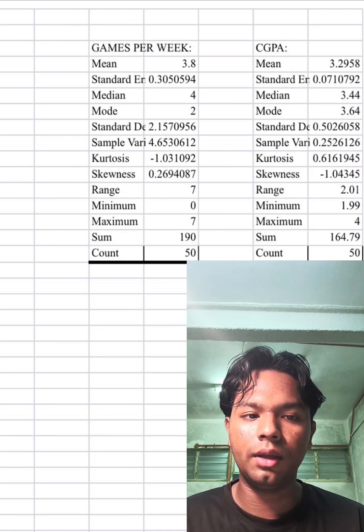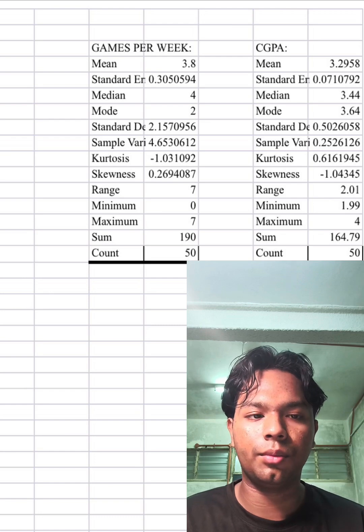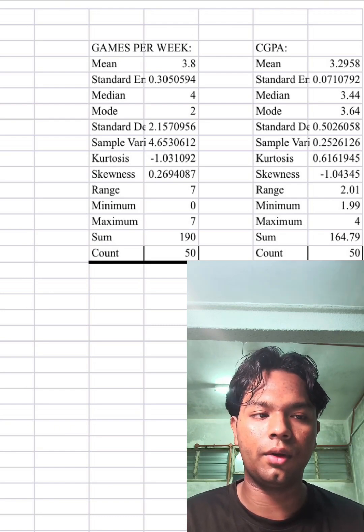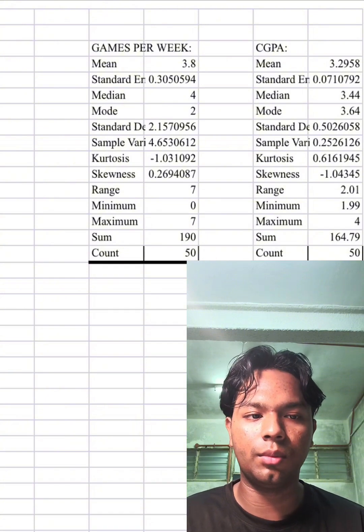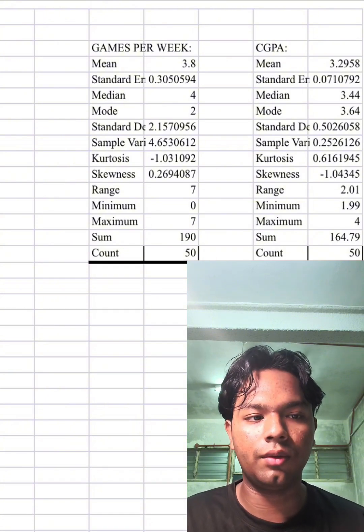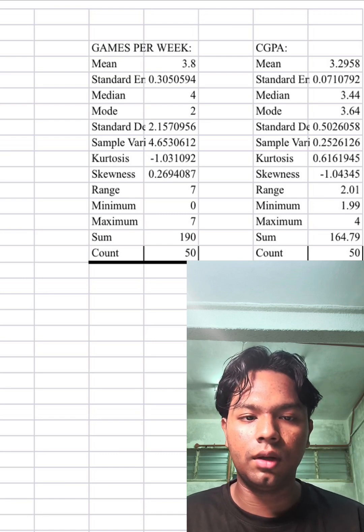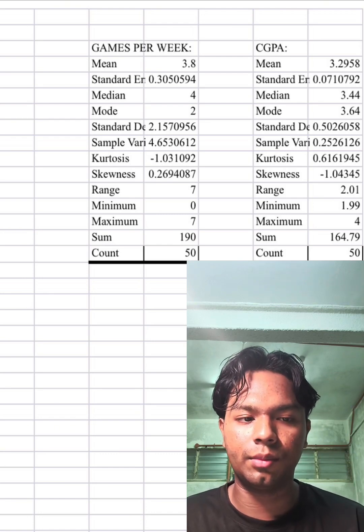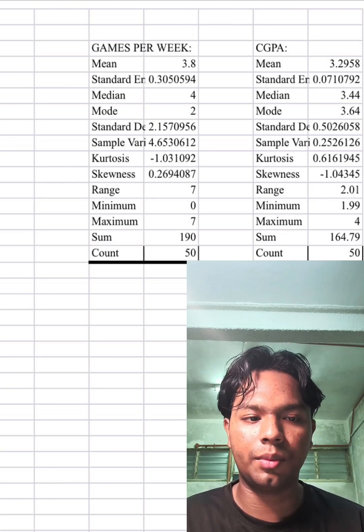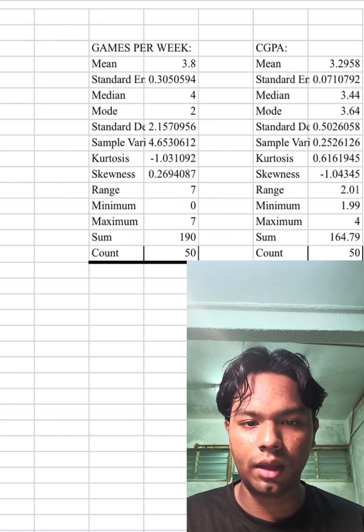Meanwhile, the mode is 3.64, which indicates that this is the most frequently occurring CGPA among the respondents. From this value, we can see that most students fall within the CGPA range of about 3.2 to 3.6. This suggests that the majority of the respondents have consistent and stable academic performance, even though they have different levels of gaming frequency.